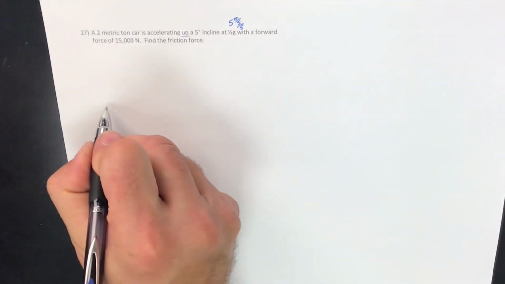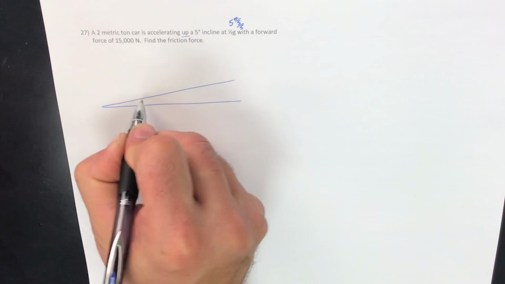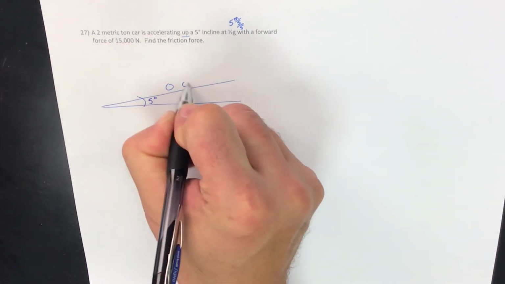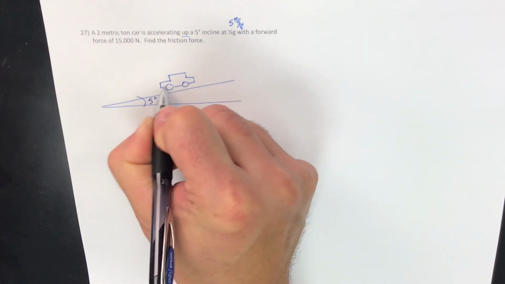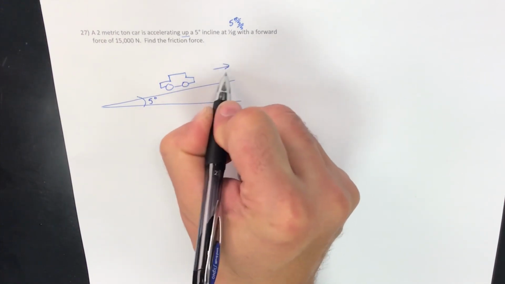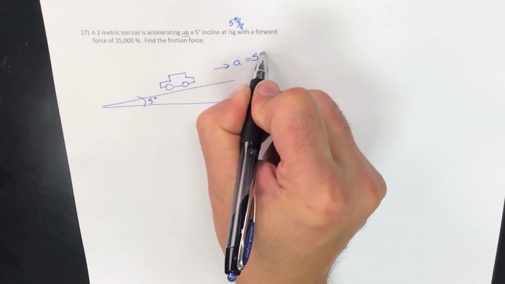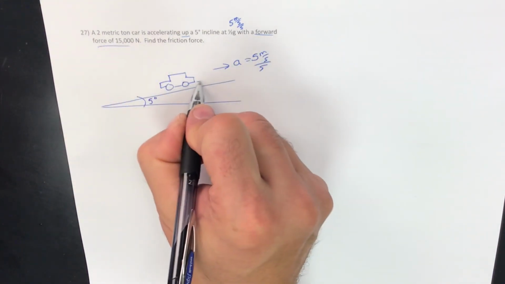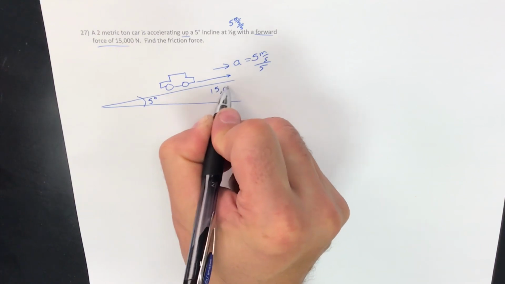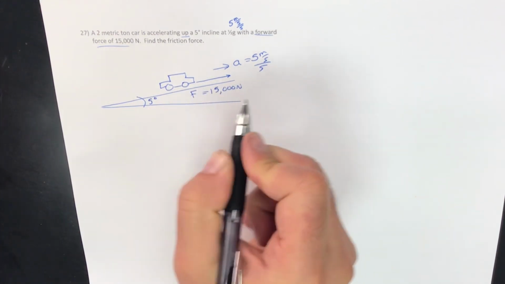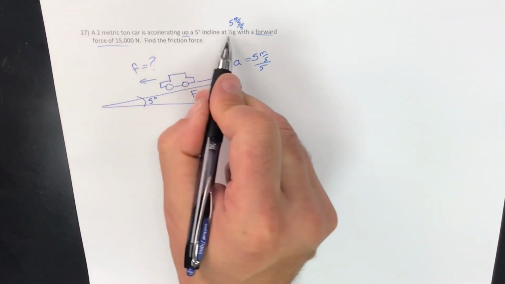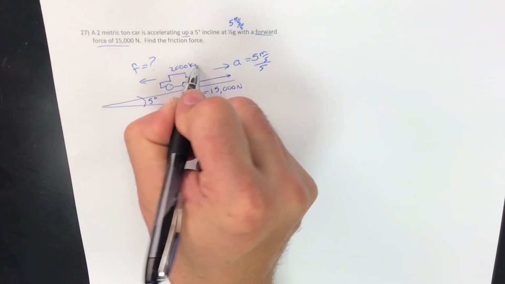Accelerating up an incline. So the incline is small, looks like this. This angle is 5 degrees. 5 degrees is actually significantly smaller than that, but you have to be able to show this. Car, here's your little car accelerating up the incline. Of course it's floating, but the acceleration is 5 meters per second every second in that direction. Forward force of 15,000 newtons. That's the forward force. Find the friction force. F is unknown, 2 metric tons, 2,000 kilograms.